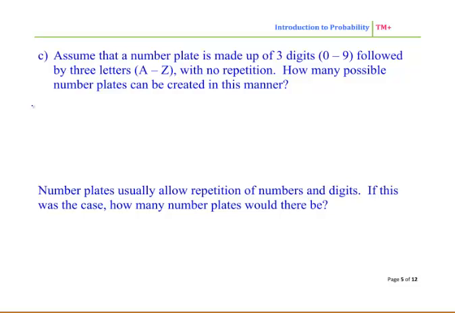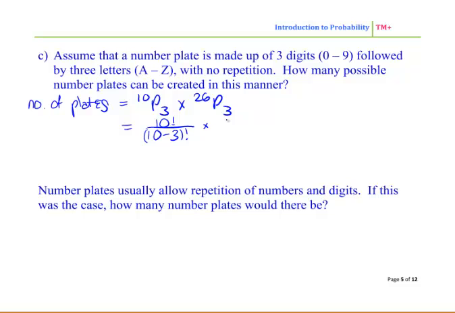Well, the number of plates, we start with digits. From 0 to 9, that's 10 numbers. So from 10 digits, I can select 3, because it says 3 first, and then from my 26 letters I also want to select 3. So that's going to be 10 factorial over 10 minus 3 factorial times 26 factorial over 26 minus 3 factorial. So we have 10 factorial over 7 factorial times 26 factorial over 23 factorial.